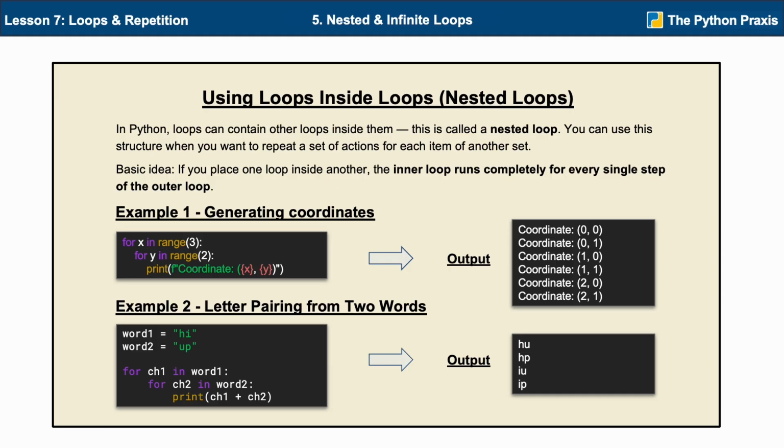Similarly, in example 2, we use two nested loops for letter pairing from two words. The code in this example starts with two string variables to which we assign the two words, and then follow the two nested loops in the same philosophy as in the first example. Nested loops are powerful for working with grids, matrices, or combinations.